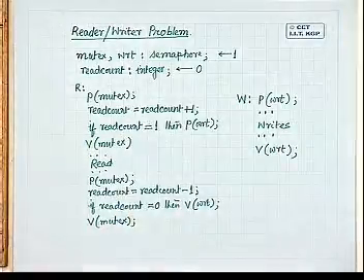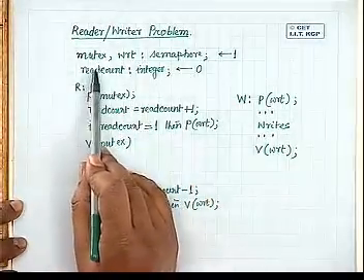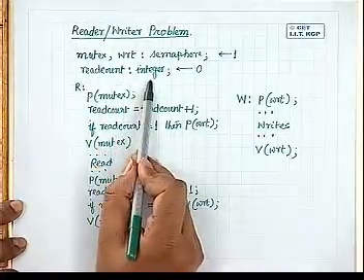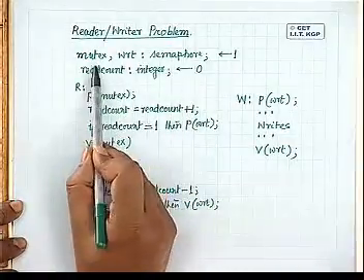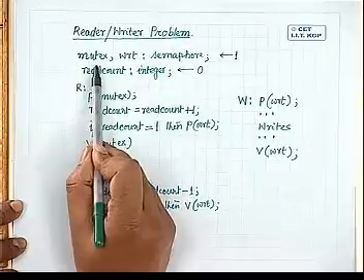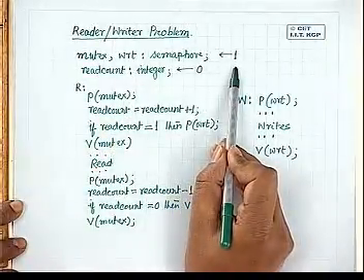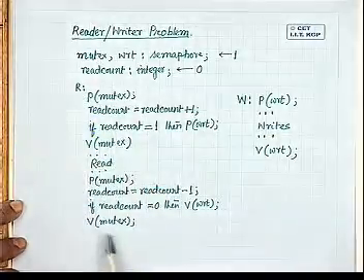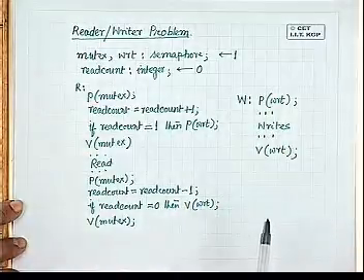Now, let us see how this thing works. You find that we have used two semaphore variables, one is mutex and one is write, and there is one integer variable which is read count. Read count is initialized to 0, and both the semaphore variables mutex and write are initialized to value 1. Okay. What does the reader process do? Every reader process will have similar code. Similarly, every writer process will have similar code.